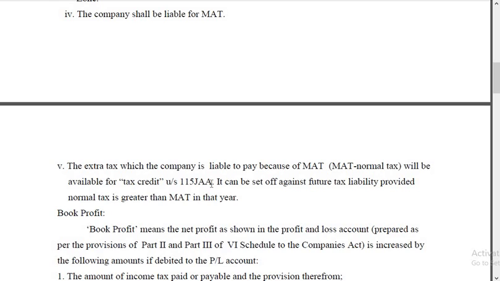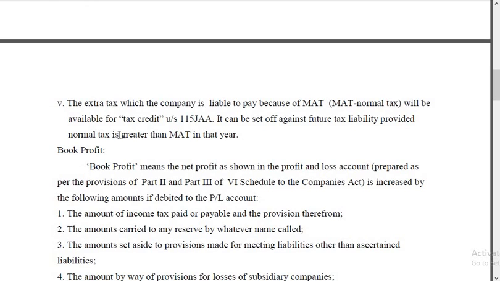And next year, supposing the tax on total income is say 2,50,000, and tax on book profit, in other words MAT, is say 1,50,000. Then next year you can reduce from the tax liability of 2,50,000 the difference between the two. So that can be reduced as tax credit. So you need to pay only 1,50,000, not 2 lakh. Okay. So more about this you will learn well when I solve the problems.